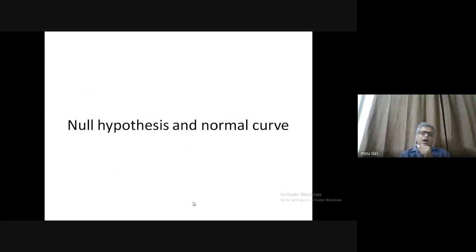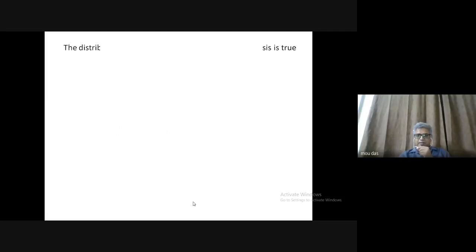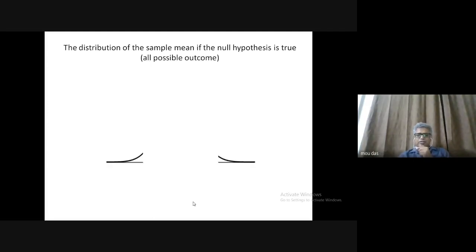Okay. How are null hypothesis and normal curve related? Well, they are not directly related, but I will try to explain the null hypothesis with the help of a normal curve, which will make it easier for you to understand. We know the distribution of the sample mean. If the null hypothesis is true, then we know the possible distribution, all possible outcomes. Okay, so it will follow a standard normal curve.